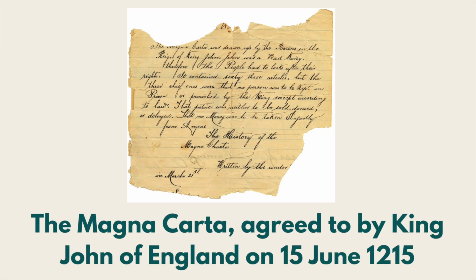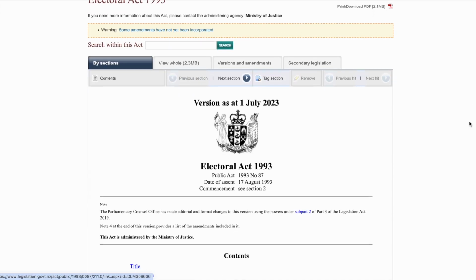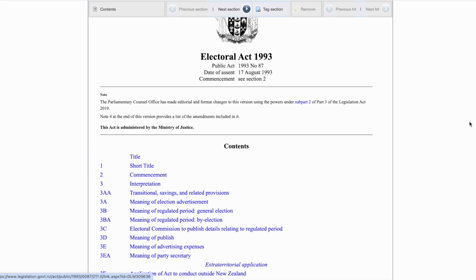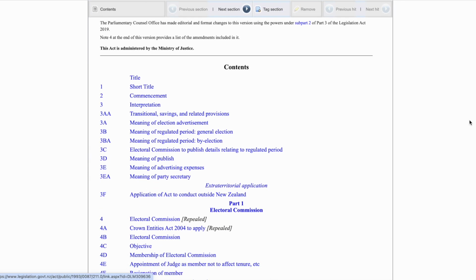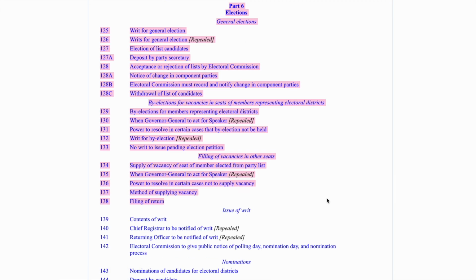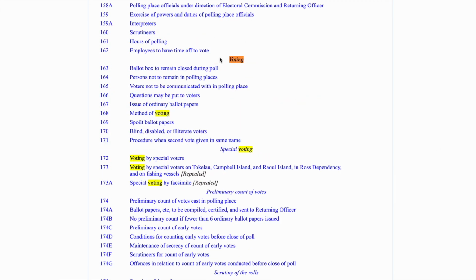Old statutes, like the Magna Carta, usually play more of a symbolic role in our constitution. However, newer legislation made by Parliament form an important part of the Constitution. For example, the Electoral Act 1993 is part of the Constitution. This statute controls things like when elections happen, who can vote, who can't vote, etc.